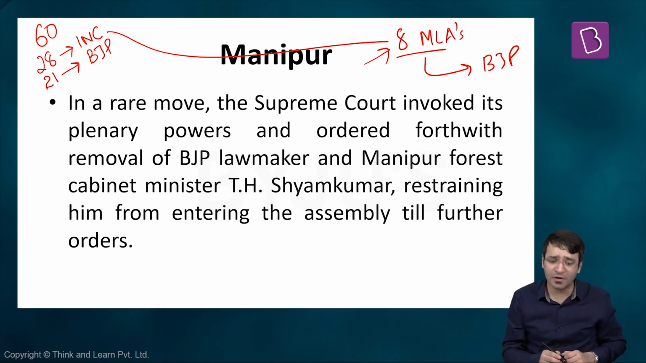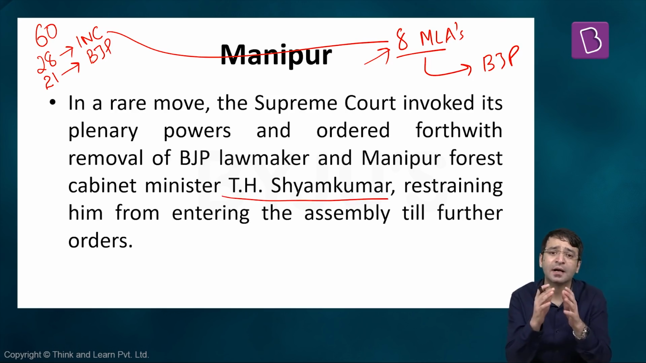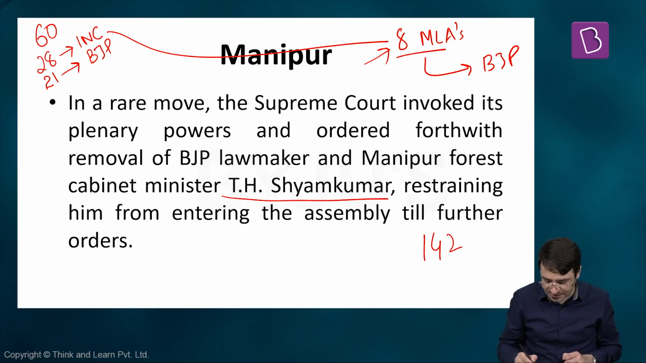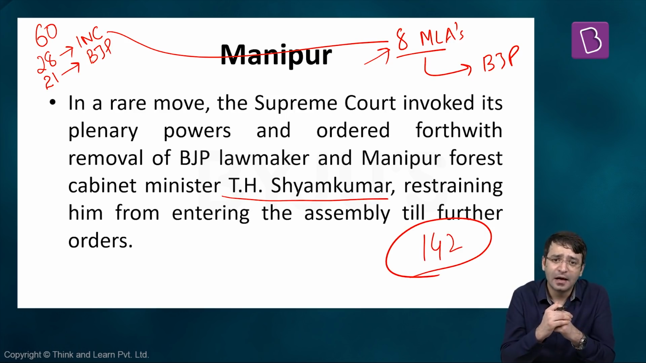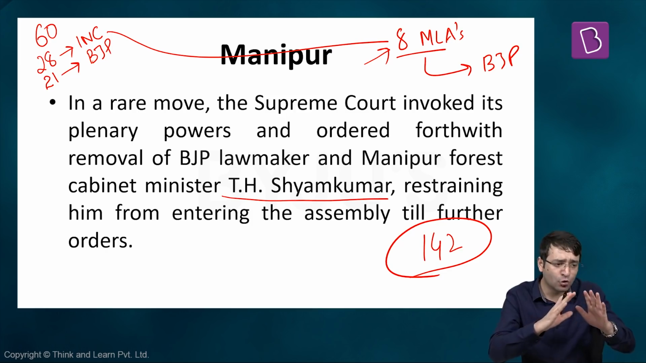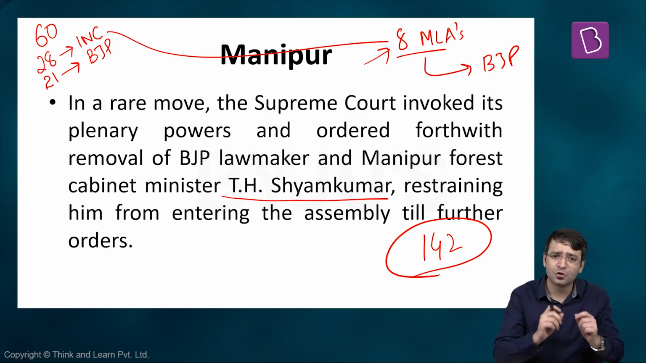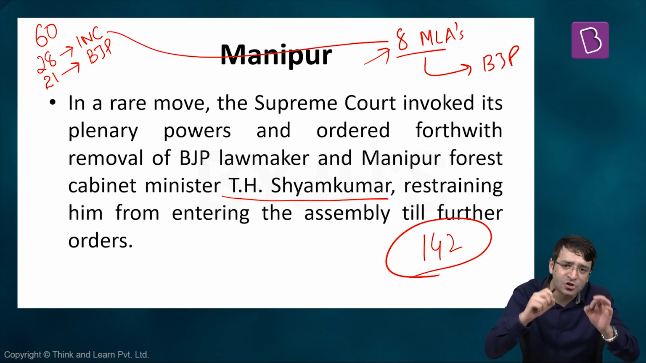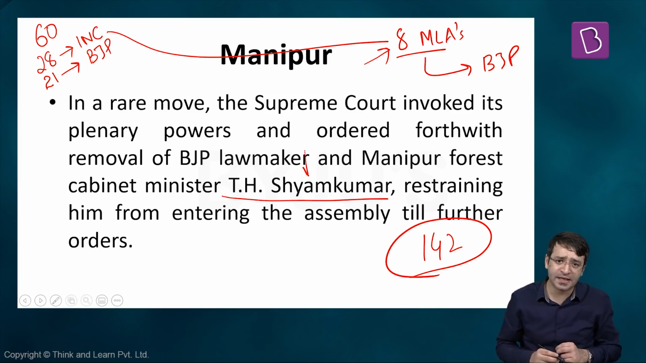In fact, one Congress defector, T.H. Shamkumar, was made a forest minister as well. The matter went to the court. A two-judge bench of the Supreme Court headed by Rohinton Fali Nariman. What did the Supreme Court do? The Supreme Court, in a rare move, invoked the powers under Article 142. Under Article 142, the Supreme Court can issue any order, any directive, so as to give complete justice.